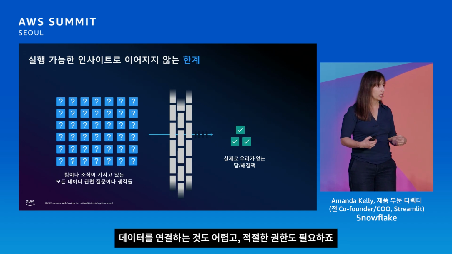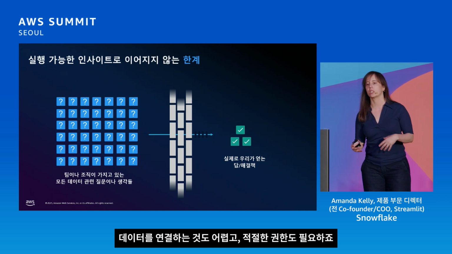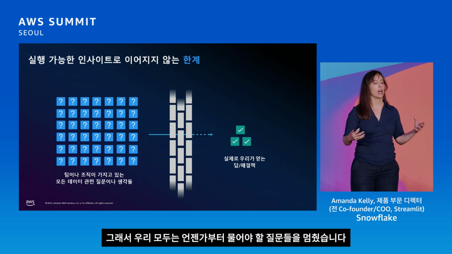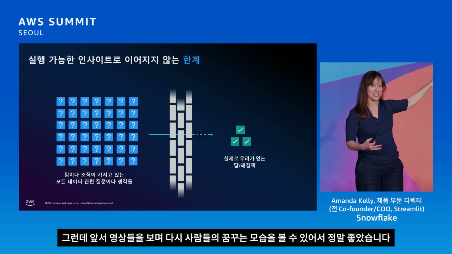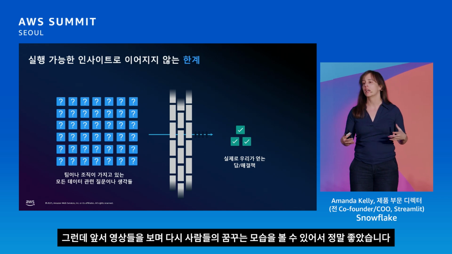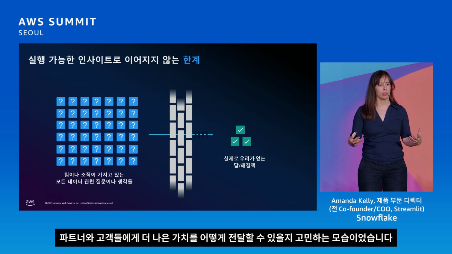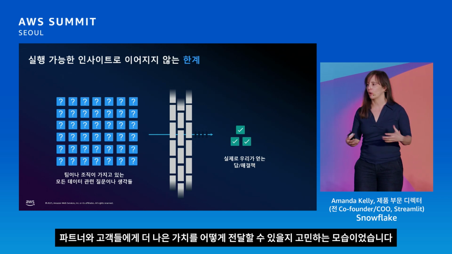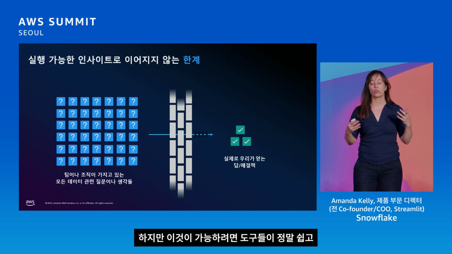Because one of the problems that we have is we've all kind of internalized that data is hard. Unstructured data is hard. Connecting data is hard. You have to have the right permissions. All of us at some point have stopped asking all of the questions that we could. We've stopped dreaming. And it was great to see some of the videos before on here because I see people dreaming again. Dreaming with Gen AI, dreaming about how we can give better value to our business partners, better value to our customers. But the only way that's possible is if these tools are really, really easy.